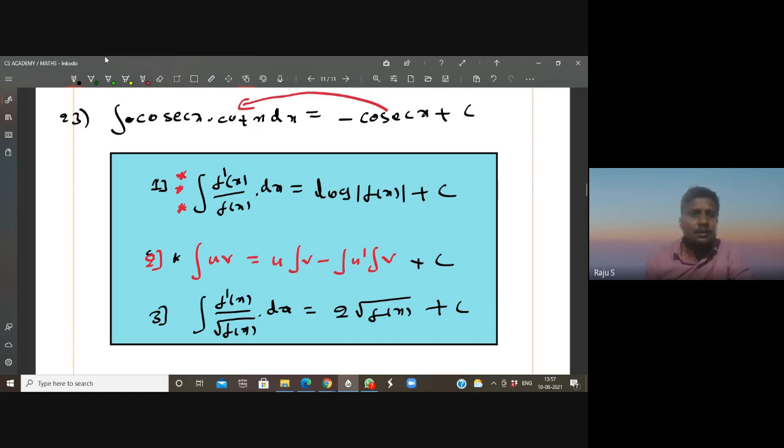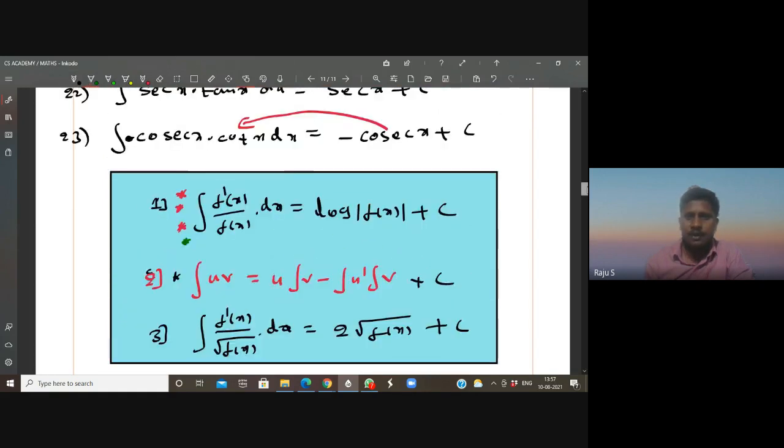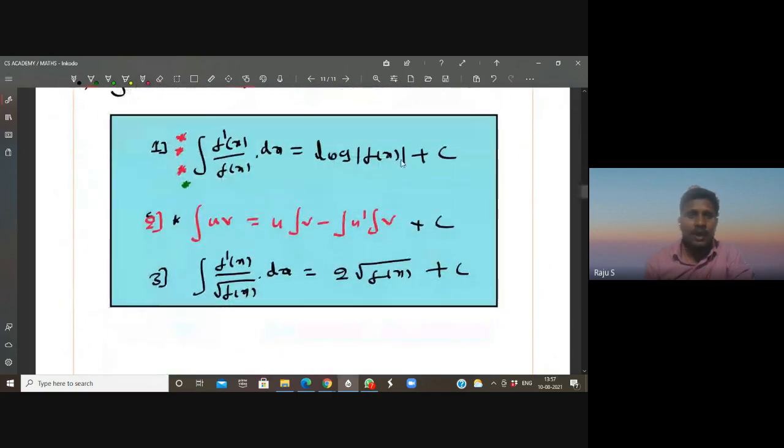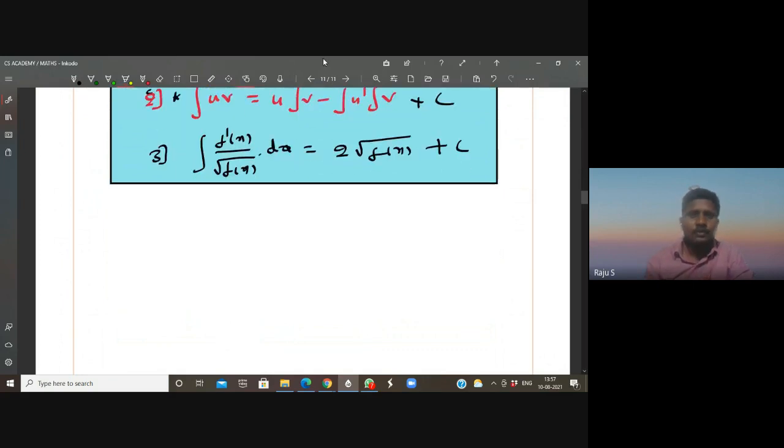See here, what is the formula I told you, very important. This formula you have to remember. The first one is very important out of all the formulas. So what is that formula? F dash, the derivative, is in the numerator and the function is in the denominator. At that time, the result becomes log of the denominator. So here we have written many formulas based on that formula.